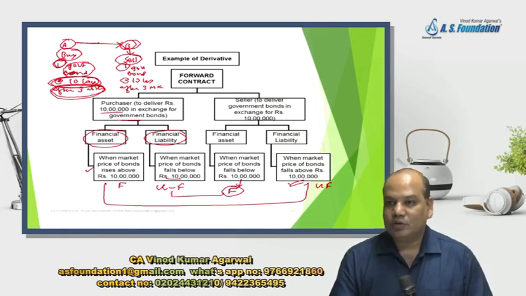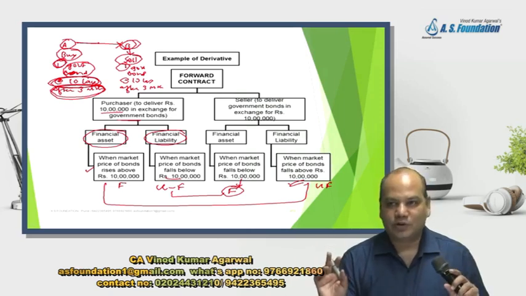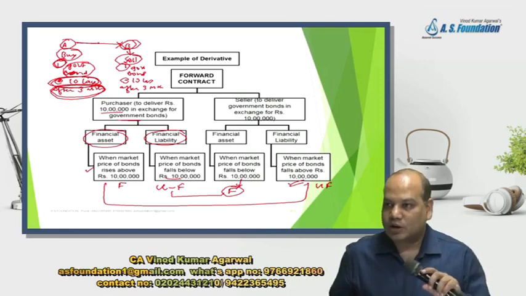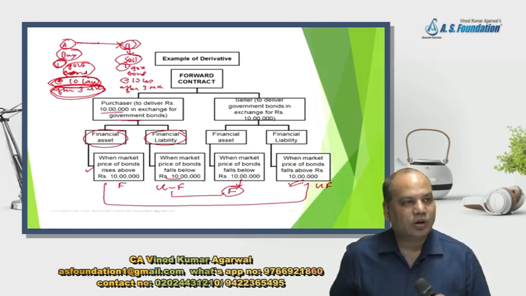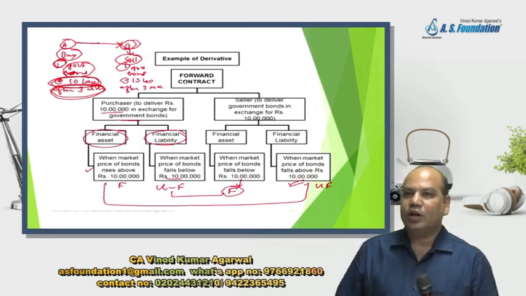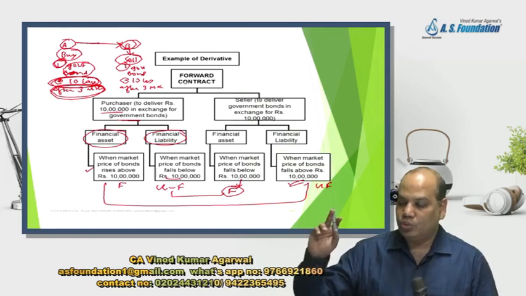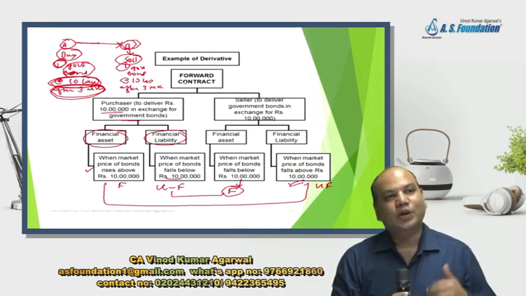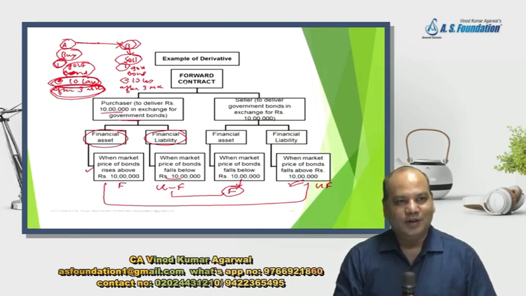Okay, he will deliver at 10 lakh only, even if the market price is 9 lakh. So this is called a forward contract. Some questions on forward contracts will come, so keep this feature in mind. A forward contract is a right and obligation. Right and obligation means you can demand the performance, and you have to perform also if the other party wants it. So you have a right and obligation.